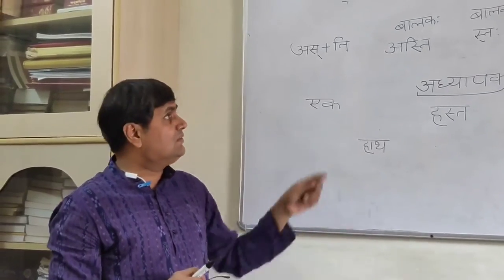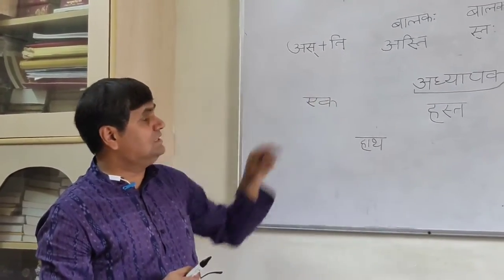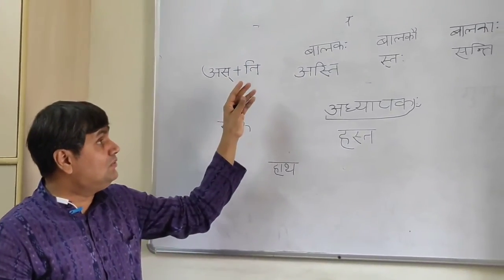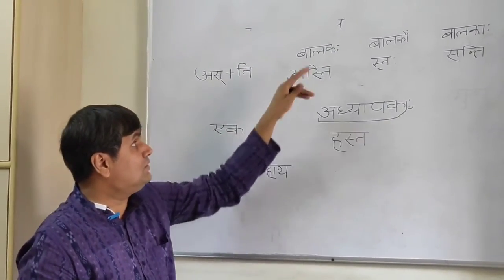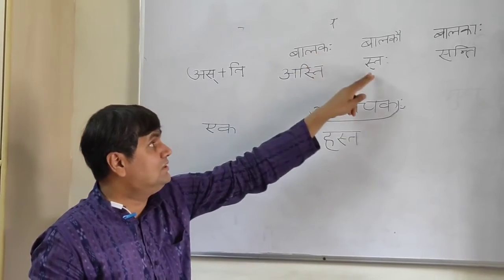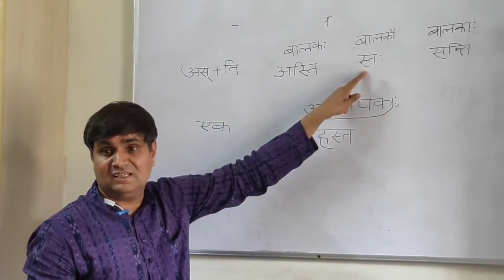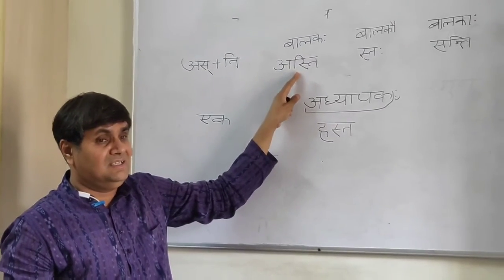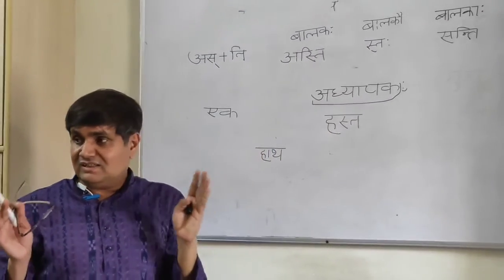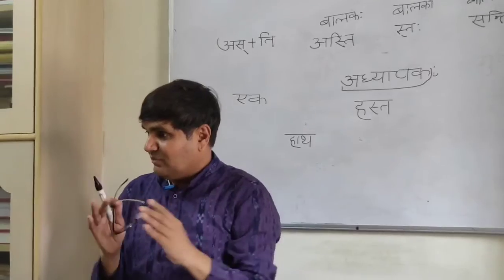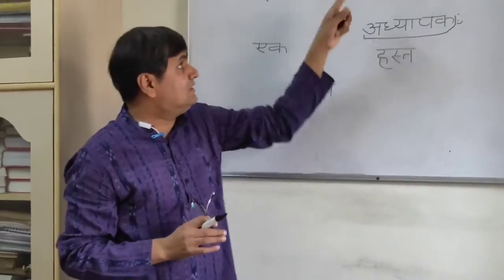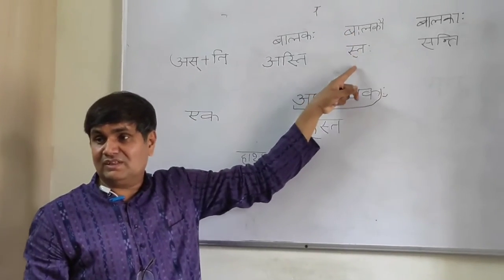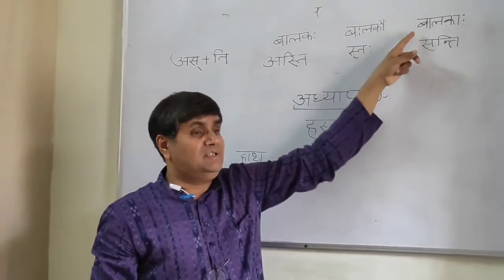Okay? So, asti. So balakah asti. There is an agreement, you know. You are not free to use this word. You cannot combine this and this. And you cannot combine this and this. Okay? There is a system. There are rules of agreement and disagreement. Okay? This has agreement only with this. This has agreement only with this. This has agreement only with this.